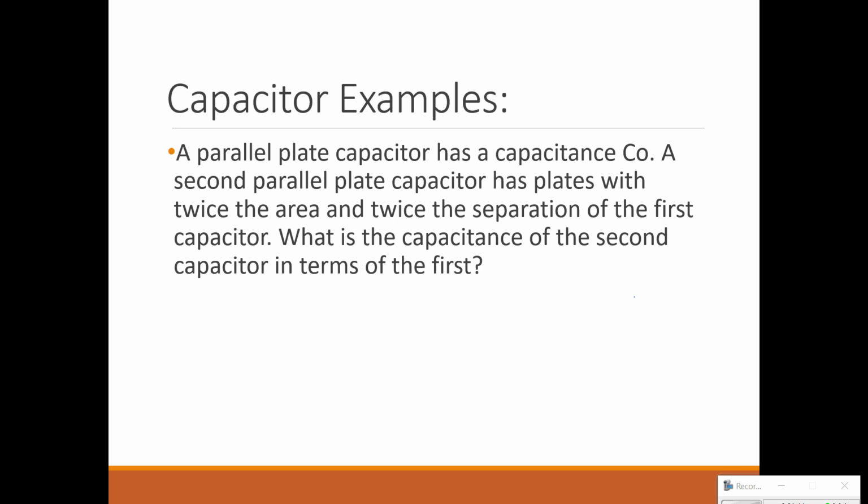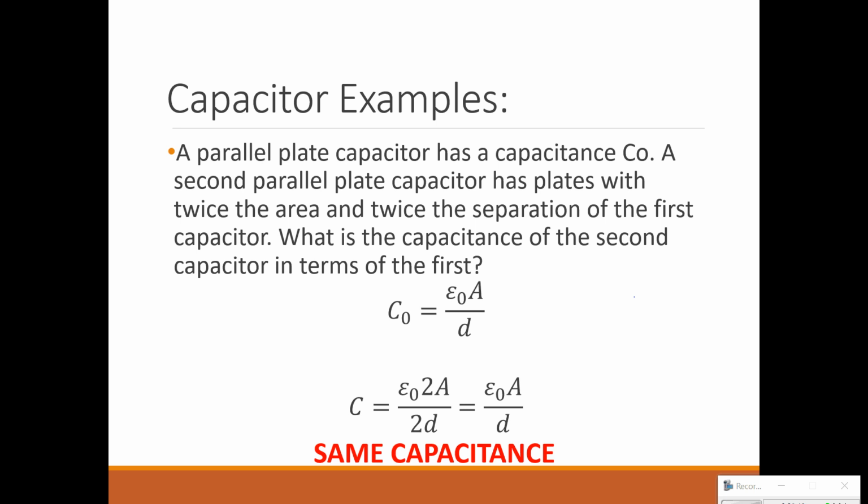And we just want to see how this affects the total capacitance. Now, looking at our parallel plate capacitor, we have the equation shown up here based on area and separation of plates. If in our new capacitor we double the area and double the separation between the plates, we double both the numerator and denominator. That does not affect the amount of capacitance. In this first one, you end up with exactly the same capacitance. So C naught would equal C, or the original capacitance would equal the final capacitance of our second.